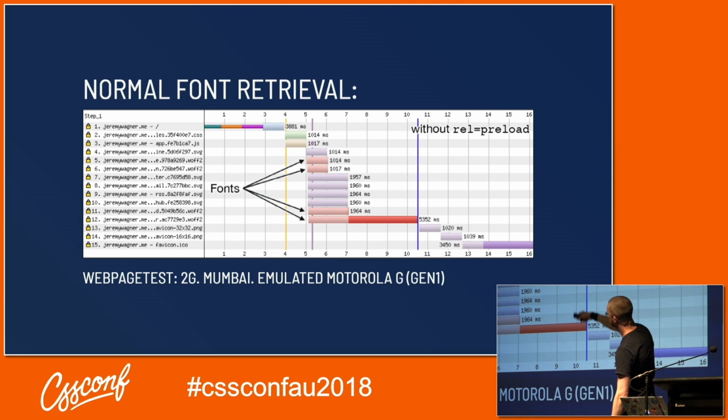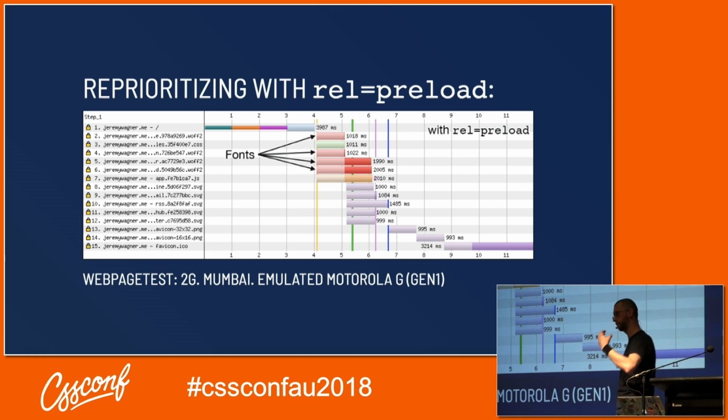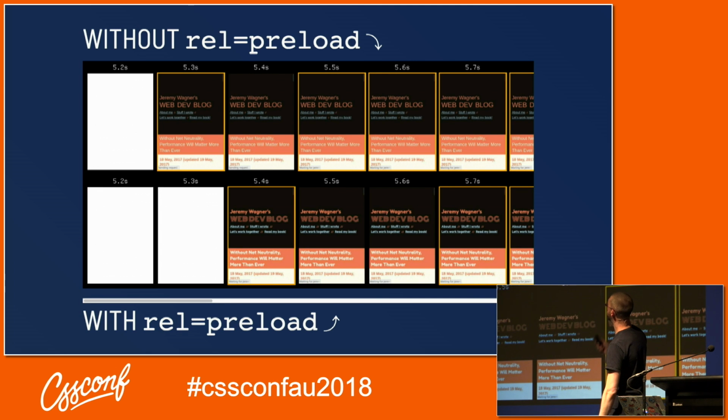And when you visualize this, this is what it looks like. We got fonts, right? They just sort of happen whenever the browser finds them, and that's cool. There's nothing wrong with that. But if you reprioritize with rel preload, what you see is those fonts come in quicker. They start to happen as soon as the document is pulled down and the browser discovers that preload link, and then it just goes and gets those fonts just because you told it to, which is cool.